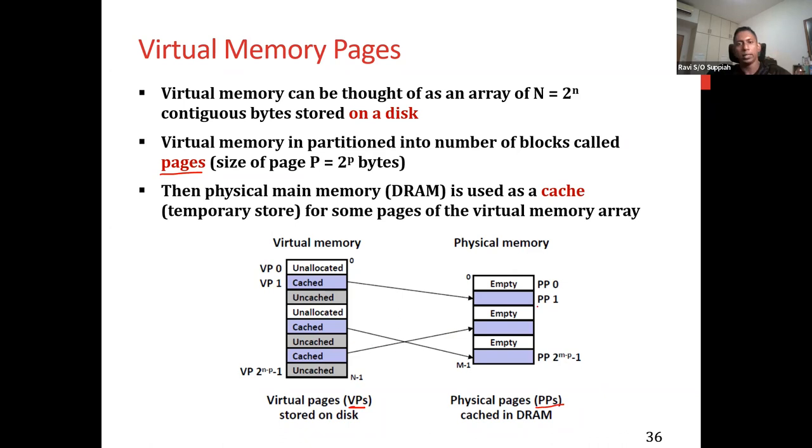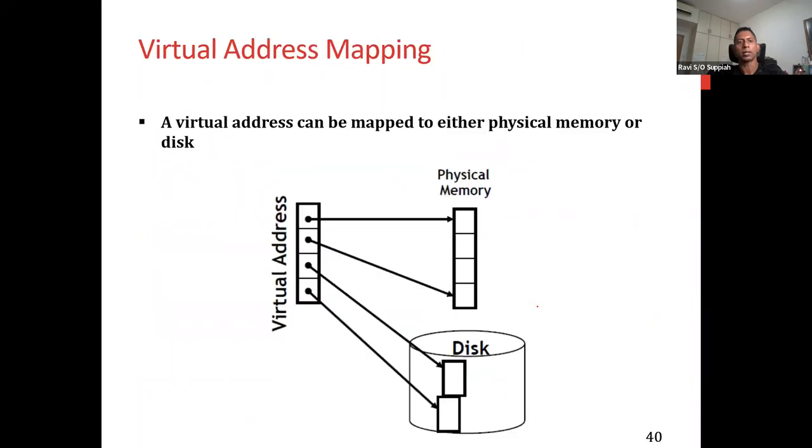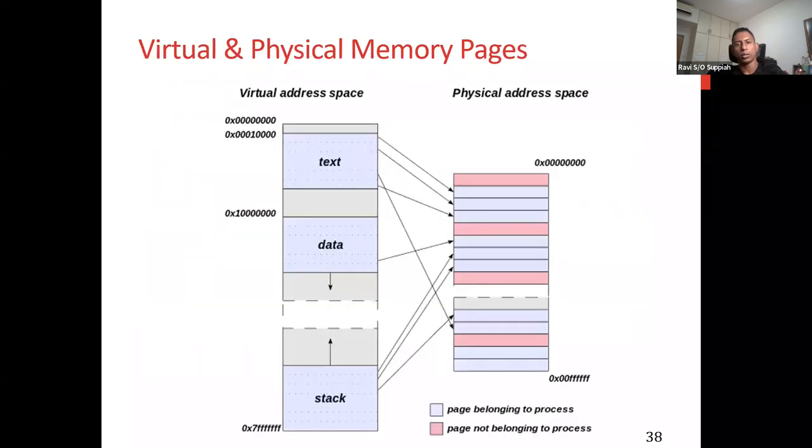So that is what we need to do, to do a mapping between the virtual and the physical. In terms of a virtual memory page, there are three states that we need to look at. One is unallocated, one is uncached, the other is cached. If it's unallocated, it means it is not being used by the process. If it's uncached, it means it is used but it's not cached. Cached means it is used and it is cached in the DRAM. So what do we mean by this?